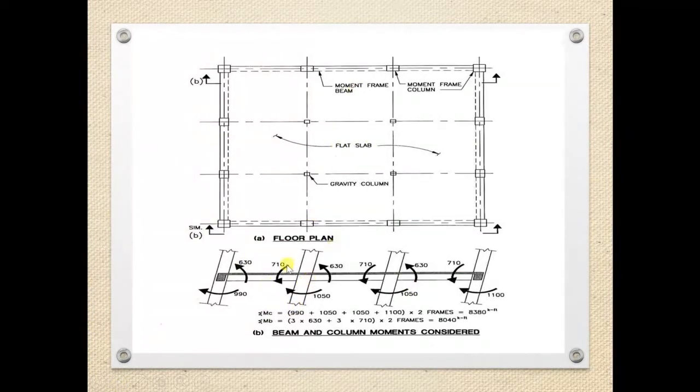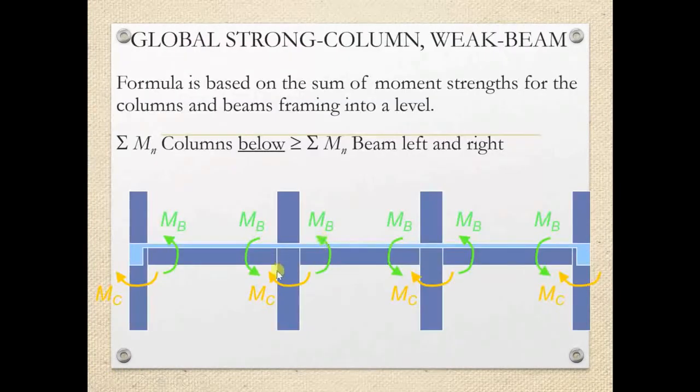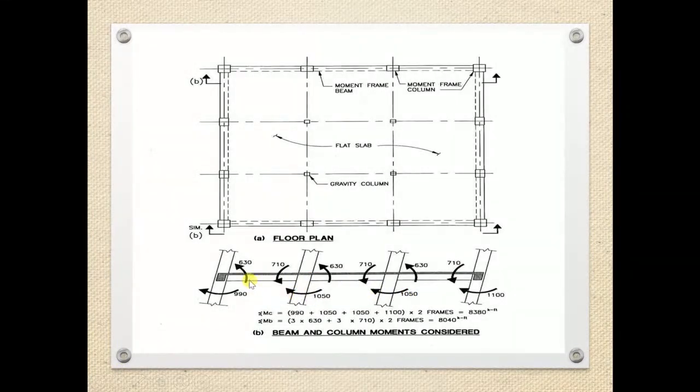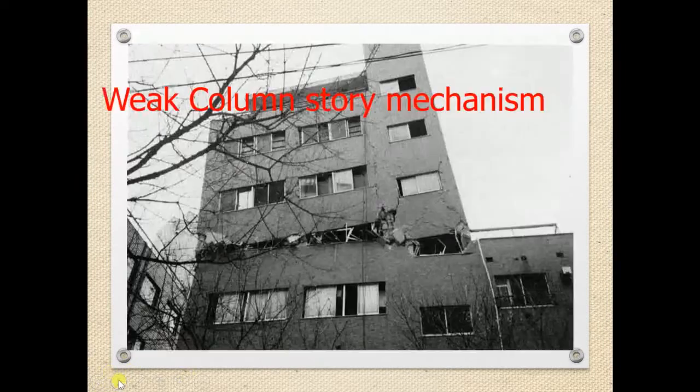This is a typical numerical problem. I have just copied it from the internet to show the values. This is the same representation with numerical values. You can see the moment capacities of column MC and beam MB. After summing up all the moments of these two frames, MC is 8380 and MB is 8040. That means the moment capacity of the columns is more and the moment capacity of the beams is lesser. So this is a strong column and weak beam design.